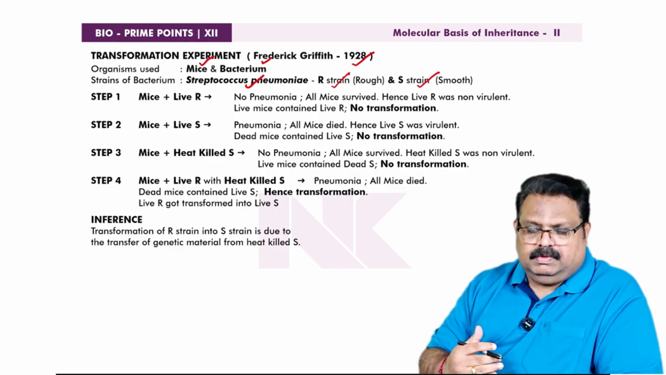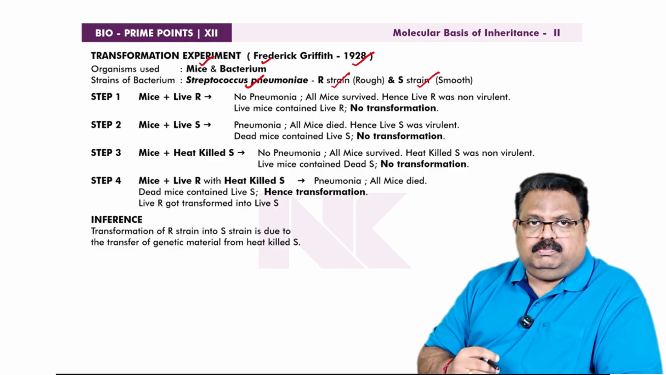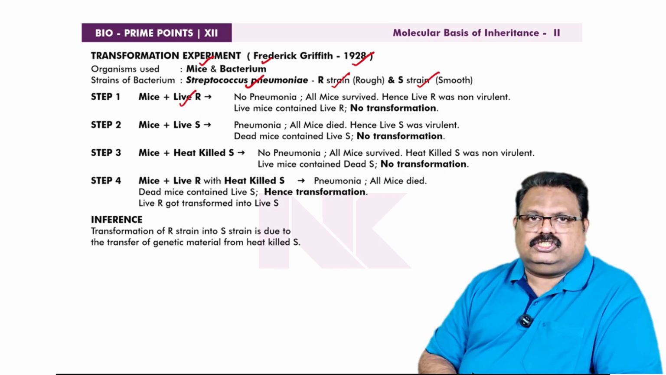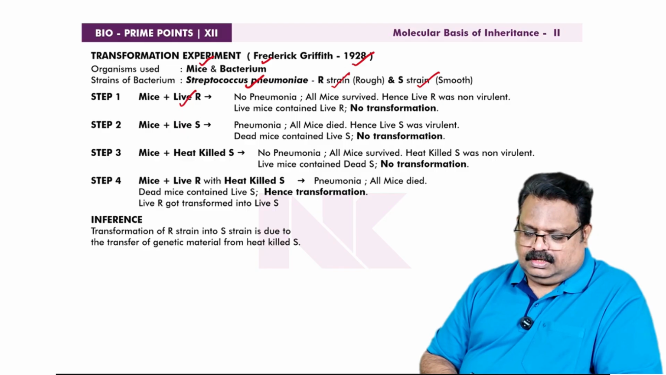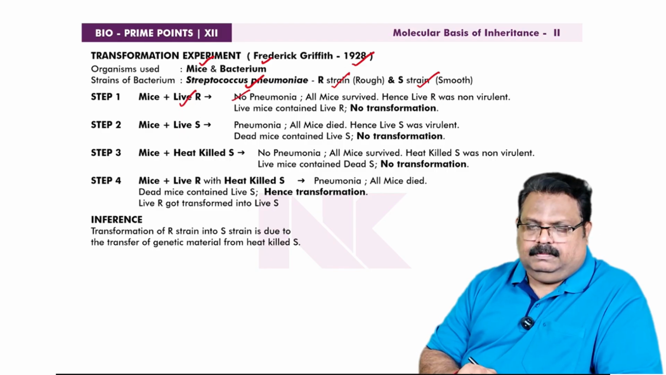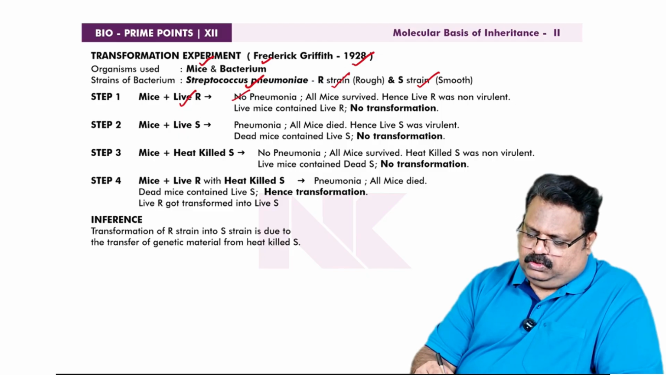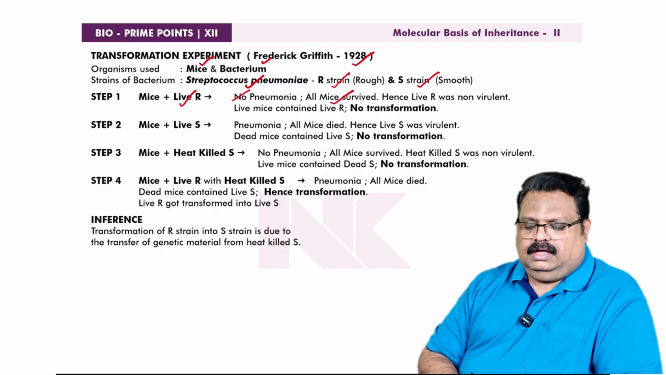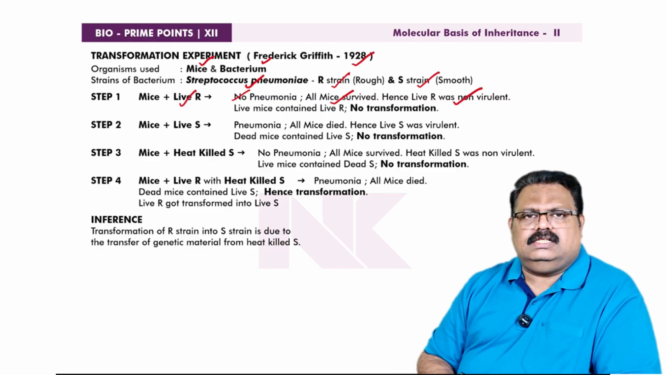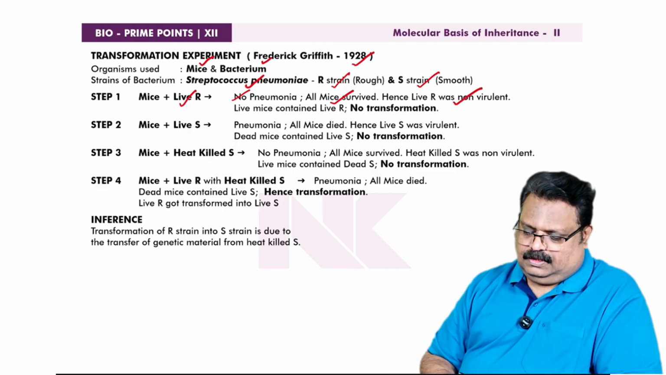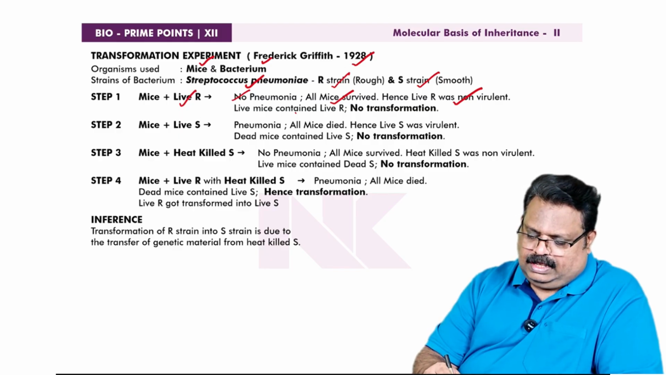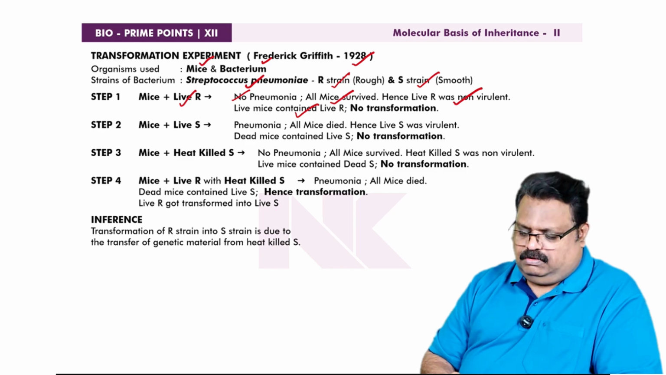So, what is the experimental mechanism? In step one, the mice were injected with the live specimen of R strain of Streptococcus pneumoniae. But after some time, pneumonia never occurred, no pneumonia. And due to the absence of pneumonia, all mice survived. Hence, the live R was considered to be non-virulent. Non-virulent means unable to cause the disease. So, inside the body of the mice, he identified the presence of live R. That means there is no transformation of live R.